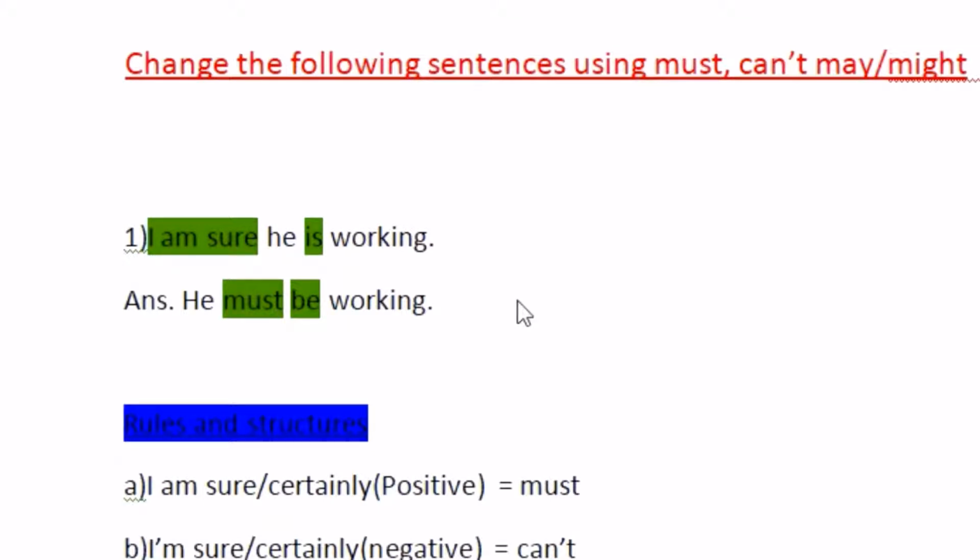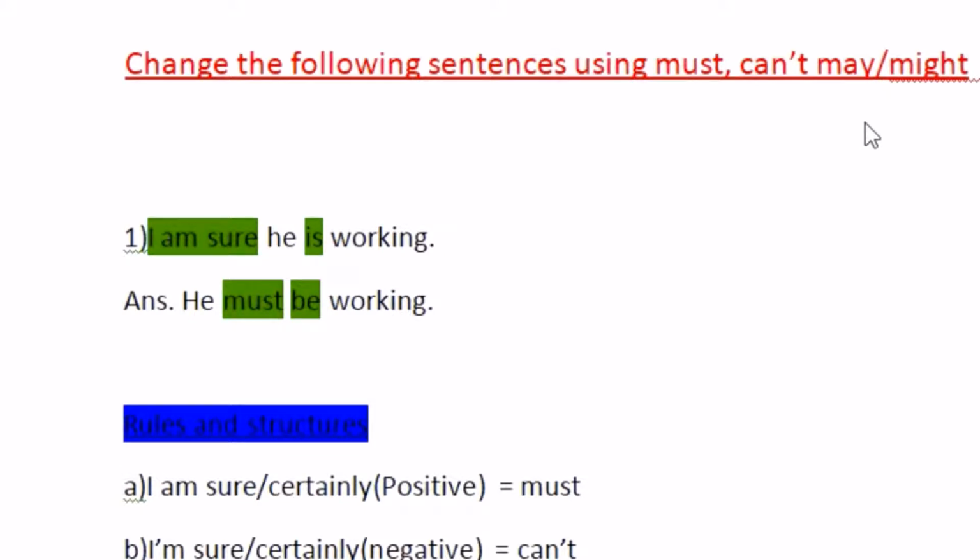Today's topic is using must, can't, may or might. You can use may or might interchangeably. And in which context would we use must? For what kind of sentence would we use can't? And for what kind of sentences would we use may or might? Today I'm going to make you understand. It's my promise, my dear, I'll make you understand about using these four words in English grammar.